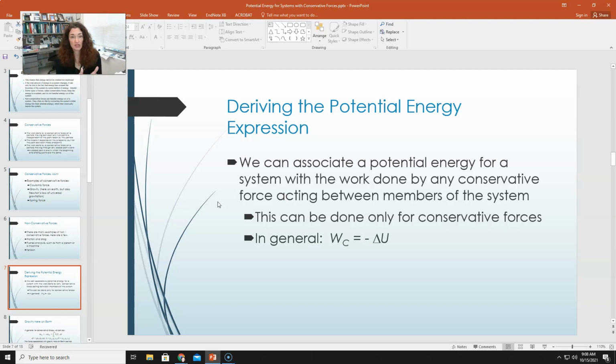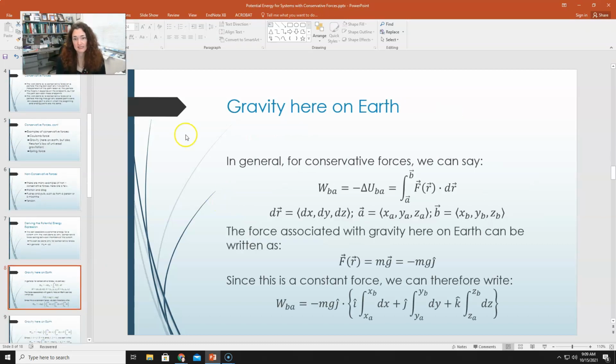So, in general, W sub C is equal to minus the change in U. So, if you can find the work from a conservative force, then the negative of that will be the change in the potential energy. So, let's do the easiest example first. Let's do gravity here on Earth.